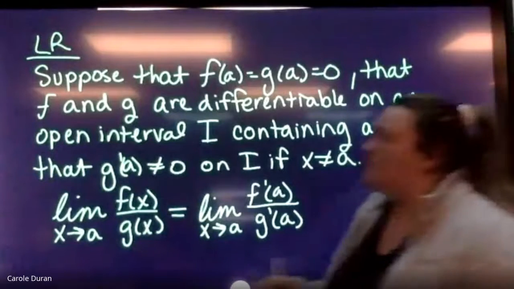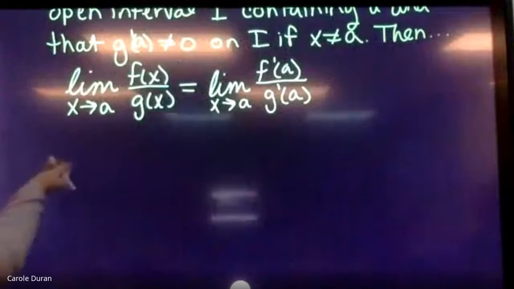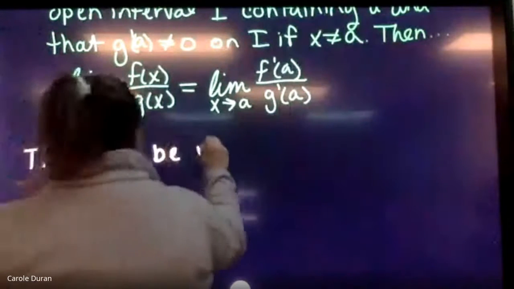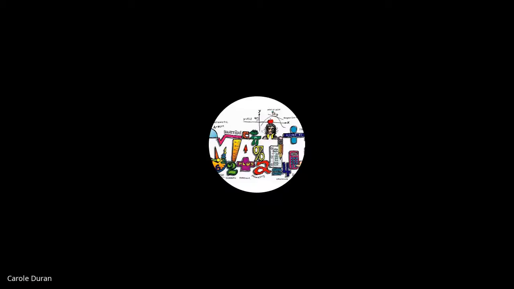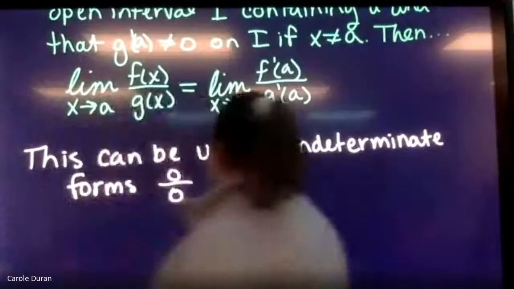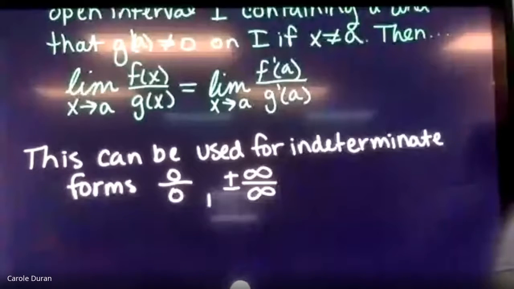So when we're using L'Hopital's rule, we only have to use it if the resulting limit is an indeterminate form. The indeterminate forms where we can use L'Hopital's rule are 0 over 0 or any of the infinities over an infinity. So it can be negative infinity over positive infinity or positive over positive or negative over negative or a mix.